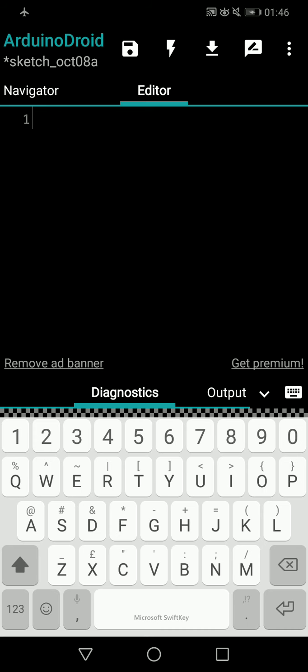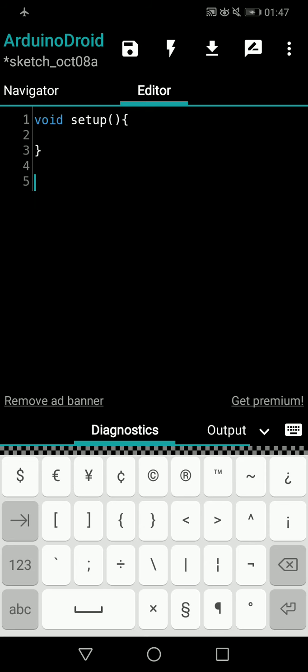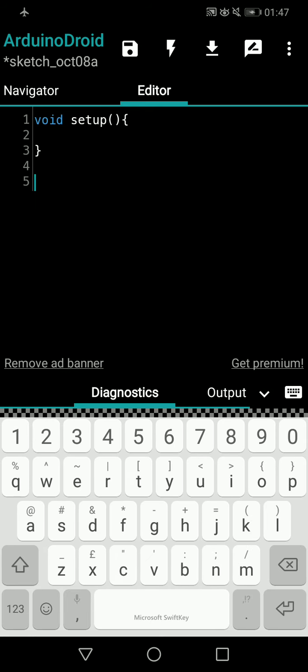So first, as usual, I will write the void setup and void loop.